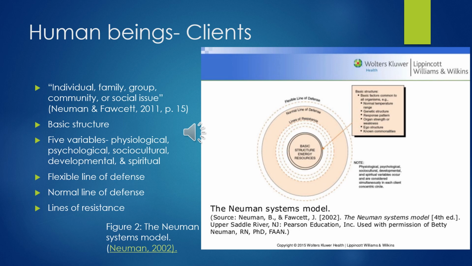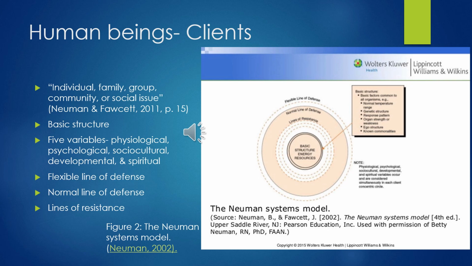Human beings in this model refers to clients or client systems. Clients can be an individual, family, group, community, or social issue. The figure on the right is a diagram of the client or client system. The basic structure is located in the middle circle or the core. Basic survival factors, as well as the 5 client system variables that are necessary for stability, are located in this basic structure. The 5 variables are physiological, psychological, sociocultural, developmental, and spiritual.